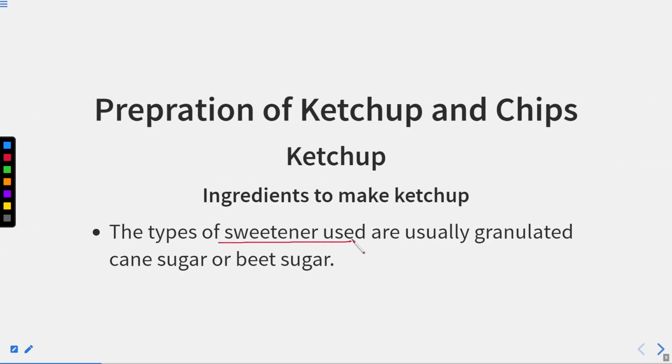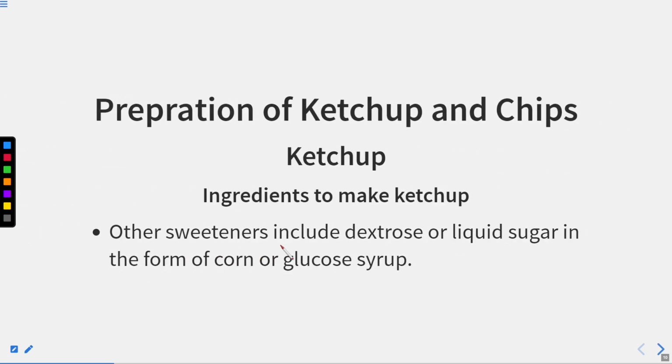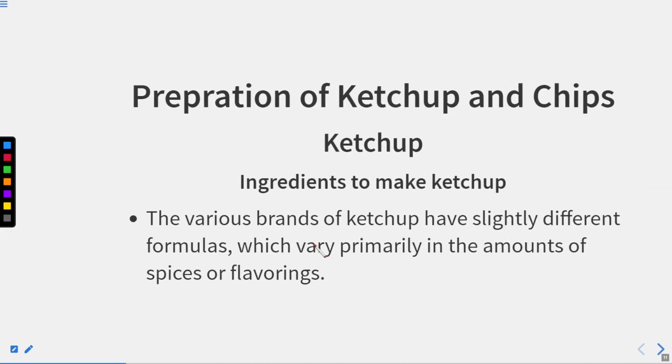The type of sweetener used is usually granulated cane sugar or beet sugar. So if we are adding beet sugar, then besides the sweetening property, it is also adding coloration. And generally we use cane sugar. Other sweeteners include dextrose or liquid sugar in the form of corn or glucose syrup. So sometimes we use glucose syrup, sometimes we use corn also, right? So these are the other sweeteners that can also be added along with the cane sugar or beet sugar.